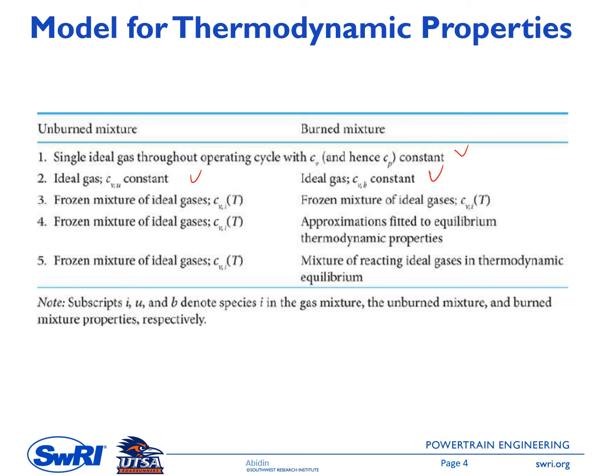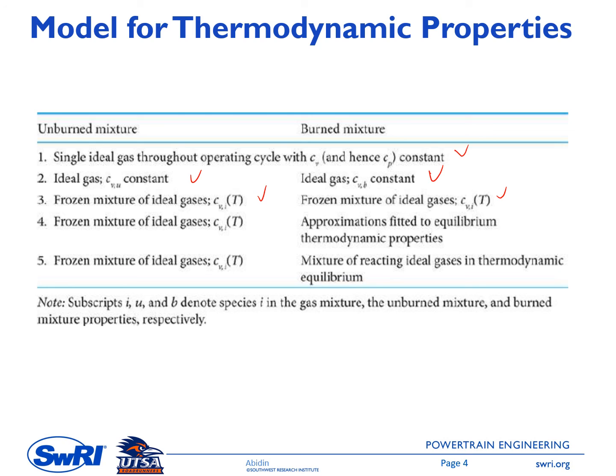Okay, and then the third model here, on the unburned mixture, we assume that the unburned mixture is a kind of frozen mixture. It's called frozen because the composition doesn't change during the process. So it is a frozen mixture, and then ideal gas at certain Cv, and the Cv is a function of temperature. So in this case, Cv is not constant anymore. And then in the burned gas, similarly, we assume it is a frozen mixture of ideal gas, and Cv also changes with time.